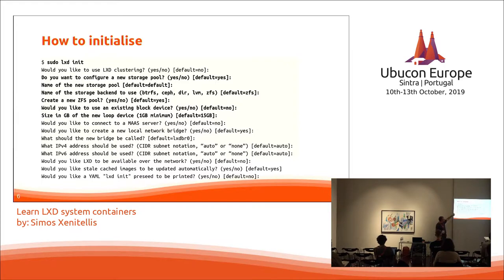Then it asks whether we want stale cached images to be updated automatically. Here we select yes. It is a safe option. It has to do with container images that we have downloaded. These images are updated every, let's say, week or so. By leaving it enabled, when we want to create a new container in one month, the image will already be downloaded, so when we create it, it will happen very quickly. Otherwise, if it is not updated, you will have to download it, all right?